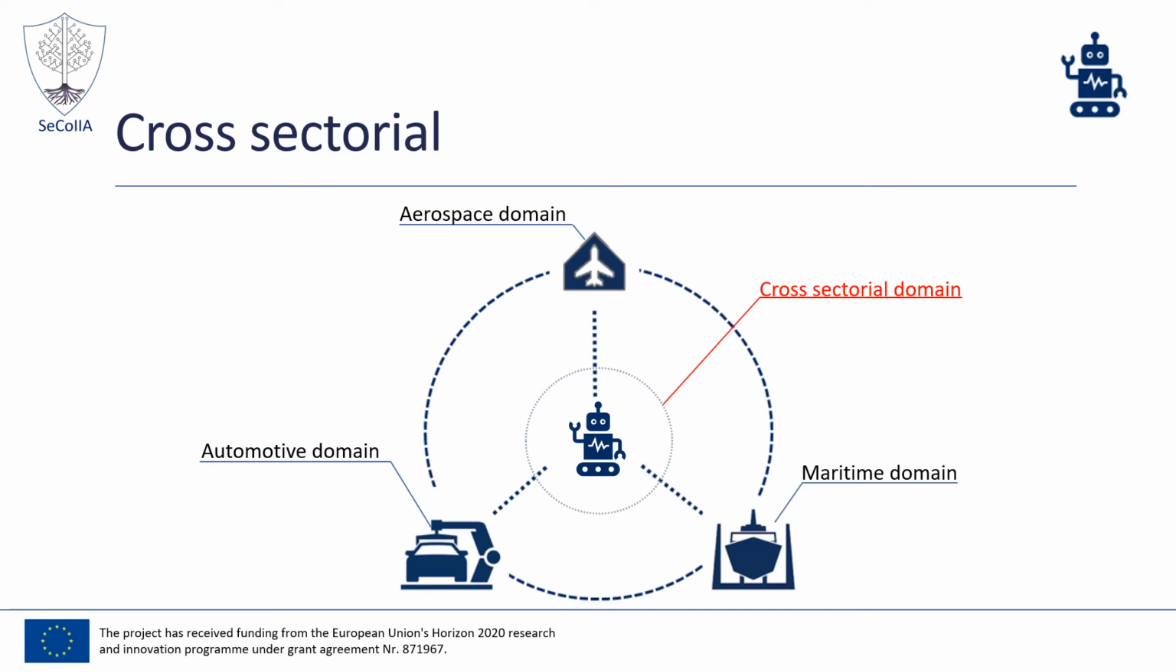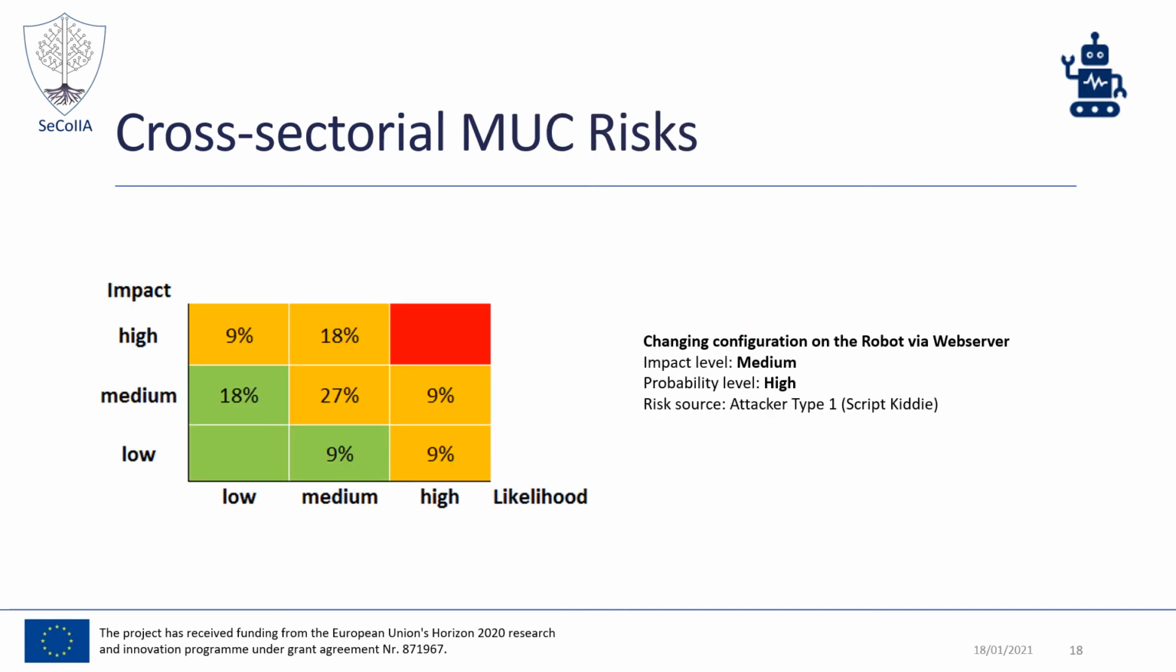We have another use case in here, the cross-sectorial. We found no high impact or high likelihood risks, but we did find several risks that were in the middle level. And one of them is, for example, the changing configuration of the robot via a web server. This has a medium impact, but a very high probability, and an attacker could be any attacker type 1 or script kiddie.